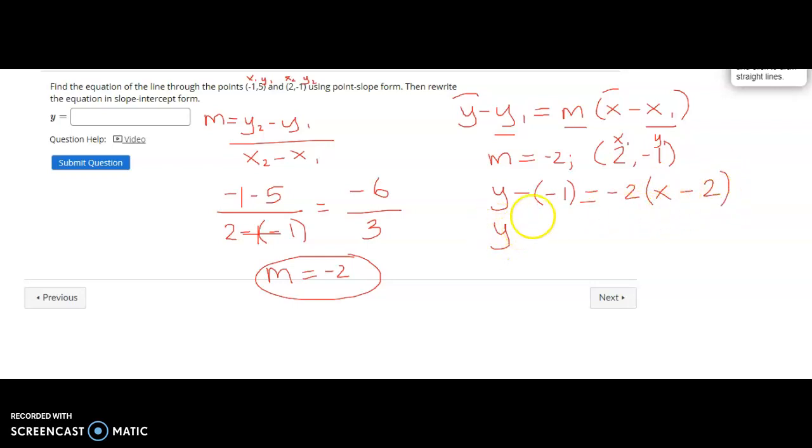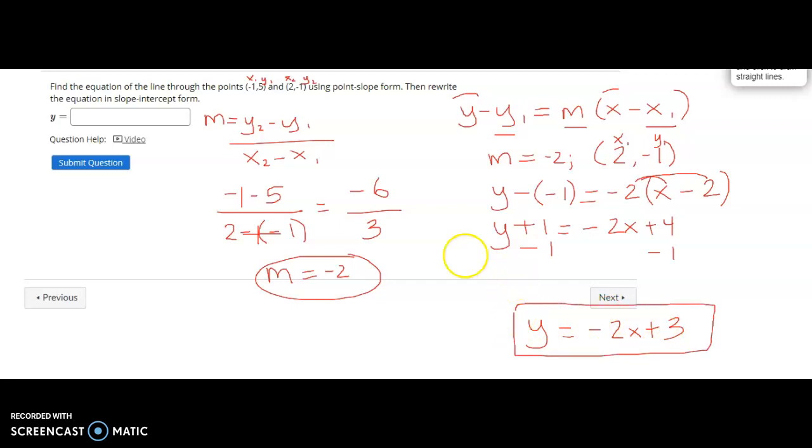So y minus a -1 becomes y plus 1 equals, let's go ahead and distribute. We get -2x plus 4. We'll minus 1 from each side to finish solving for y. So y equals -2x plus 3. So that's our final answer.